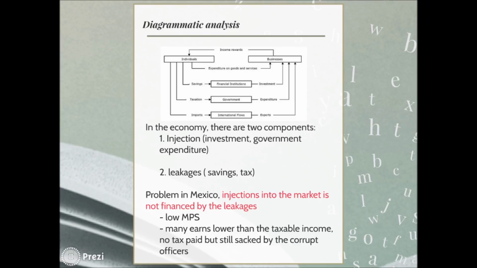Many of the Mexicans earn lower than the taxable income, so they are not required to pay tax, but still the income that they get from agricultural yield or their small businesses does not make them any wealthier. They are sacked by the corrupt officers and officials.